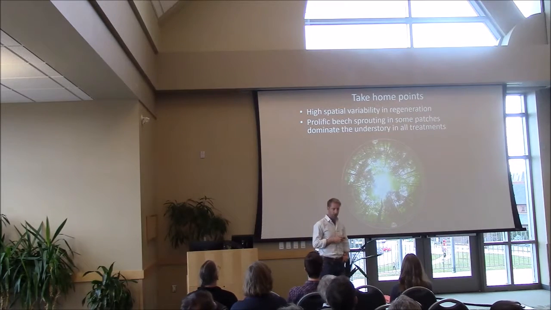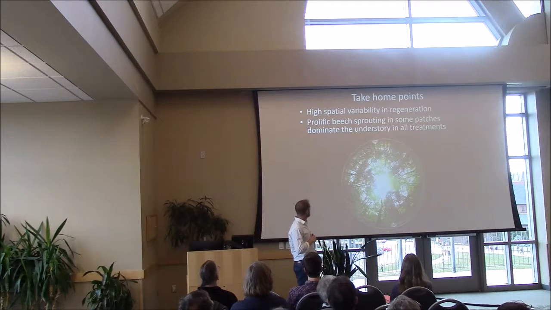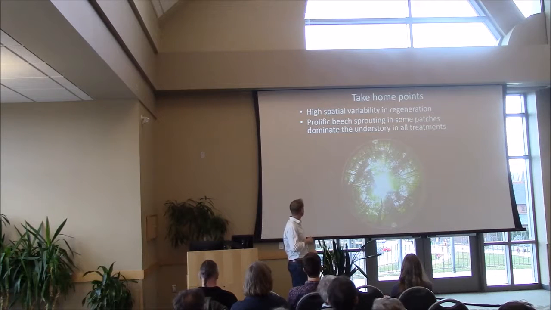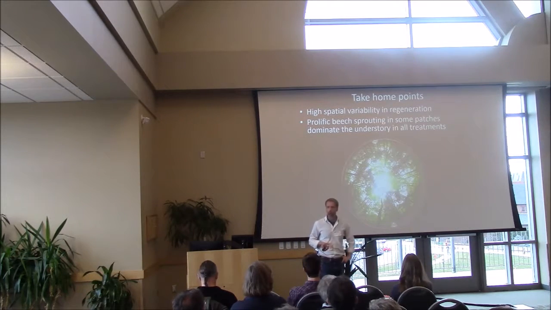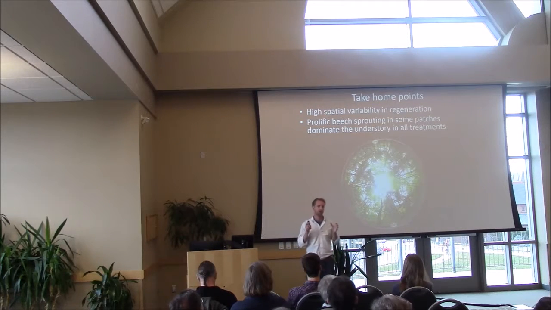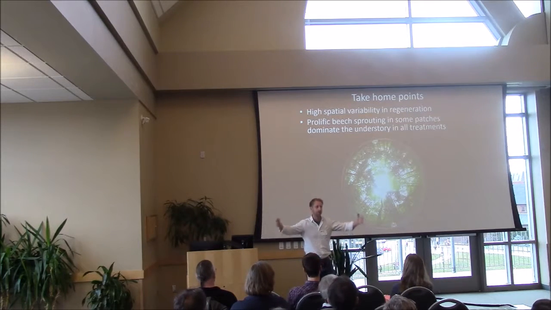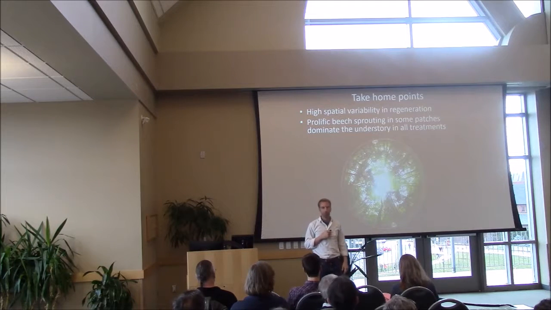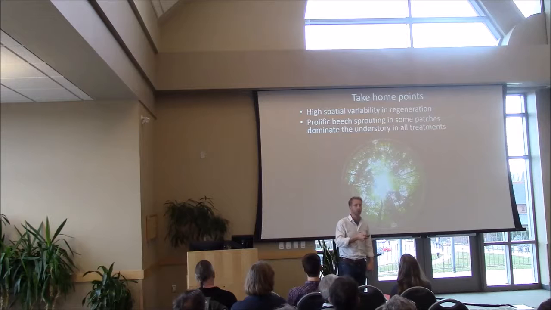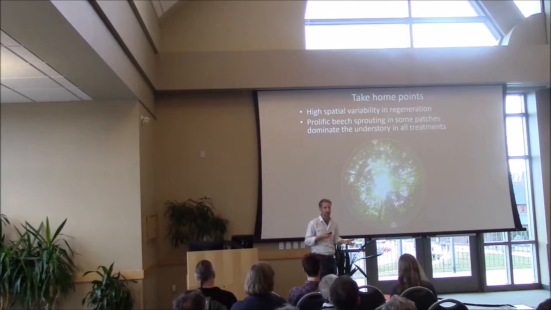Okay, so some take-home points here, just to sum up. There was a high degree of spatial variability in the regeneration response. Prolific beech sprouting in some patches across all the treatments. And actually, I should have said this before, the greatest beech densities were actually in our large group selection openings. So the idea that big groups are going to work better for maple is not always true. It was the opposite for us. Our beech regeneration was 5 times higher in the group selection units than it was in the single treatment structural complexity enhancement. So there are other things going on there that you need to really pay attention to.